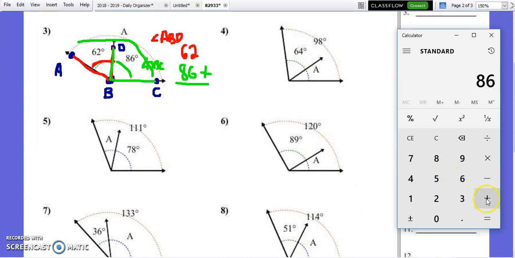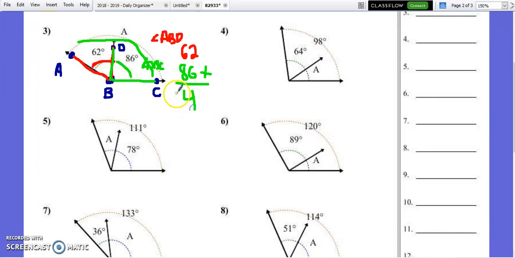I want to allow the students to use calculators so that they minimize mistakes, which shows me that the answer is 148 degrees for number 3. That's because I knew that this part, ABD, was 62. This part, DBC, was 86. And when I added them together, I ended up with the total whole angle of 148.